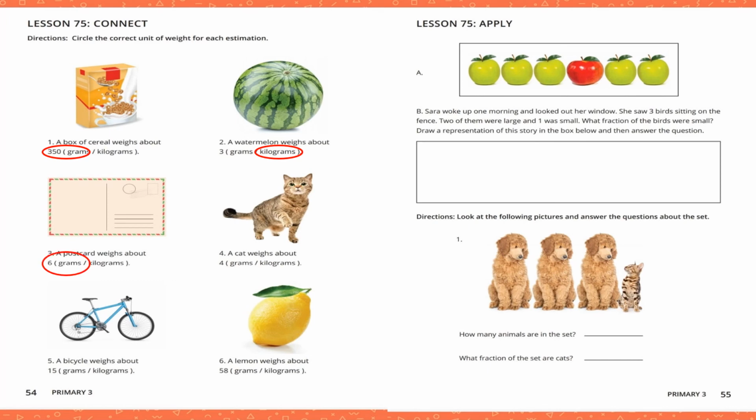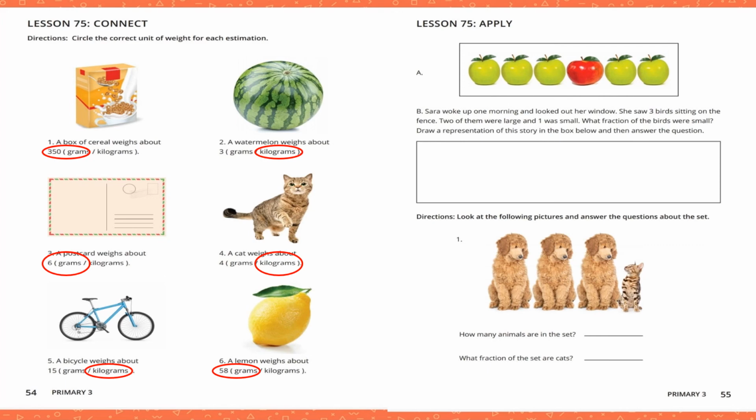A cat weighs 4 grams or 4 kilograms. Is it heavy or light? It's heavy, kilograms. A bicycle weighs about 15 grams or 15 kilograms. Kilograms. It's heavy also. A lemon weighs about 58 grams or kilograms? Grams. It's light. Now let's move to the apply part.